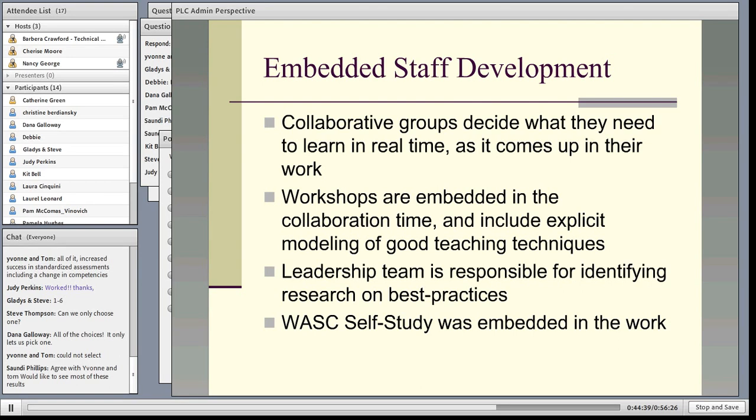And our school actually went through WASC accreditation for the first time. We had our initial a few years ago, and then we had our first really full accreditation last year.